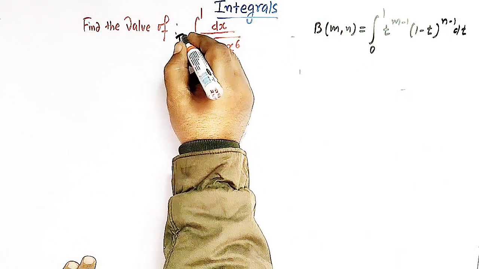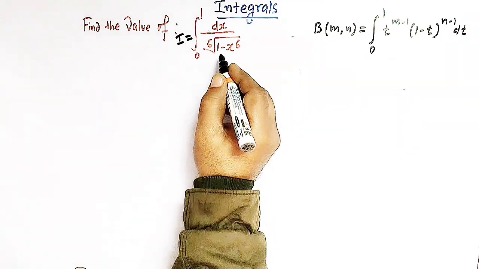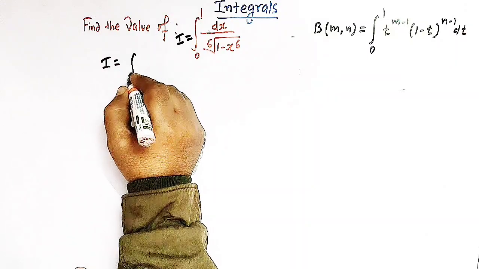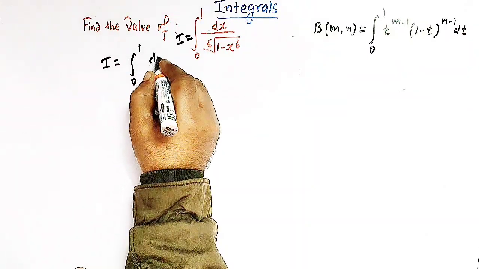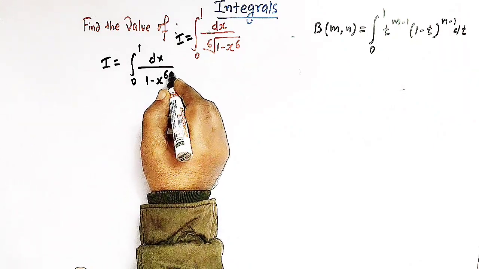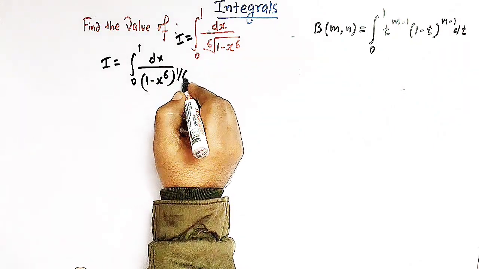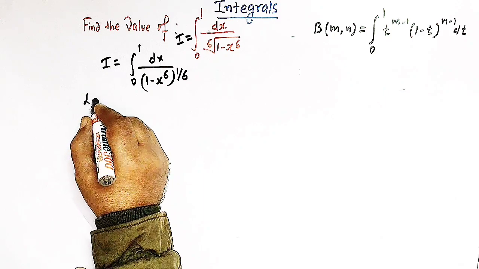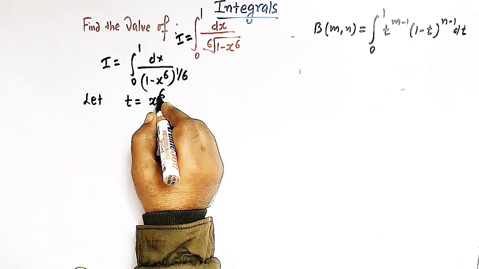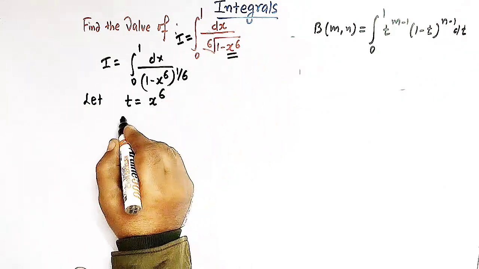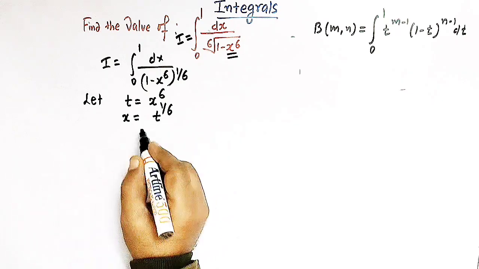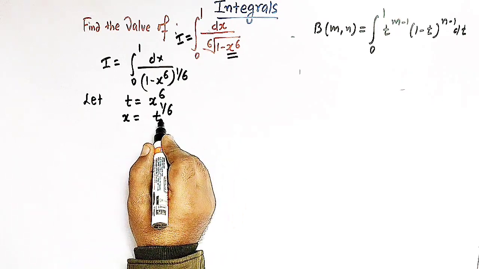So let us take this integral as I, and here we'll first write this integral I as the integral from 0 to 1 of dx divided by 1 minus x raised to 6, all raised to 1 over 6, and let us make this substitution, that is t is equal to x raised to 6, so that we can write x is equal to t raised to 1 over 6. Now let us differentiate x with respect to t.